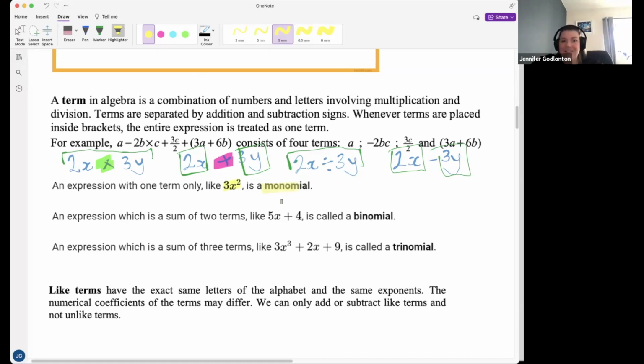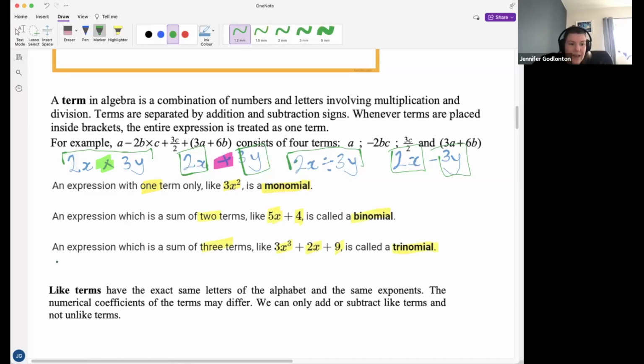Okay, so monomial means I have one term. So there's just one. Binomial is when I have two terms. So I've got the 5x plus the 4. Let's highlight them separately so you can see. So binomial, we've got 5x and we've got the 4 and it is 2 terms. And then we've got trinomial. So 1, 2, 3, and we've got 3 terms. And if we have lots of terms, so anything more than 3.